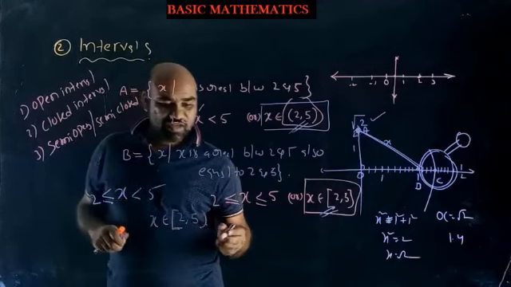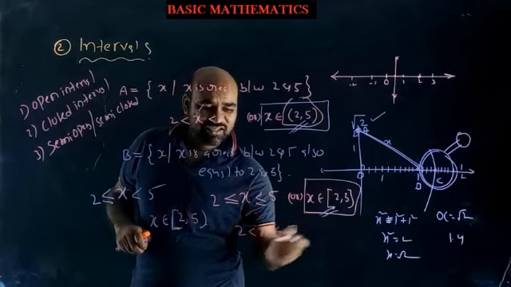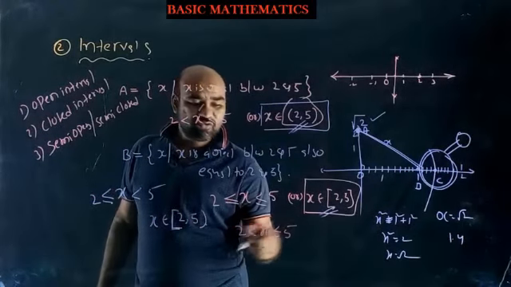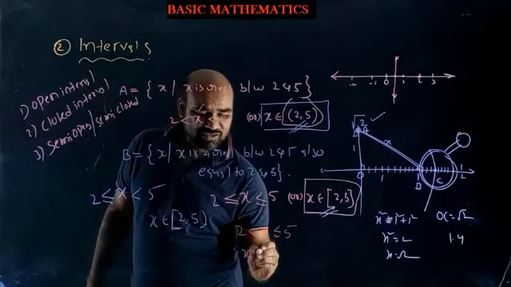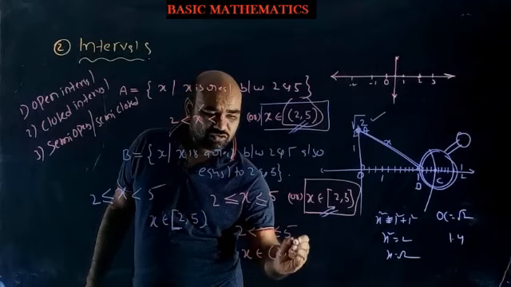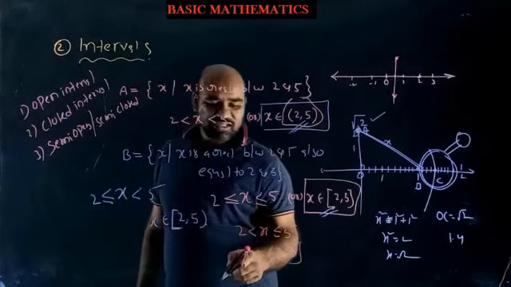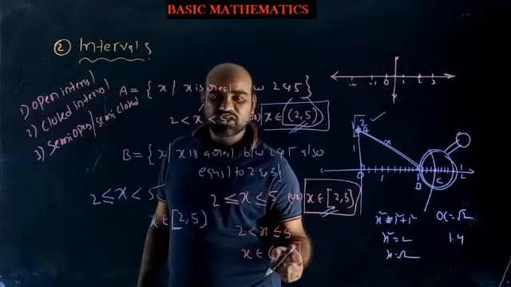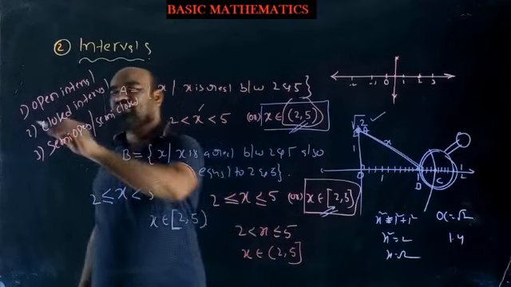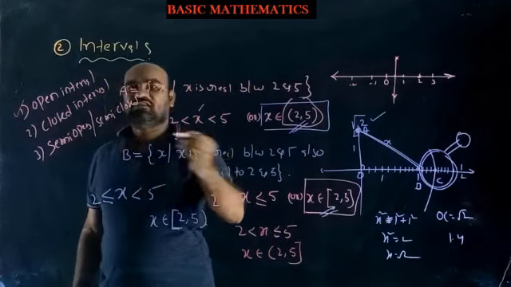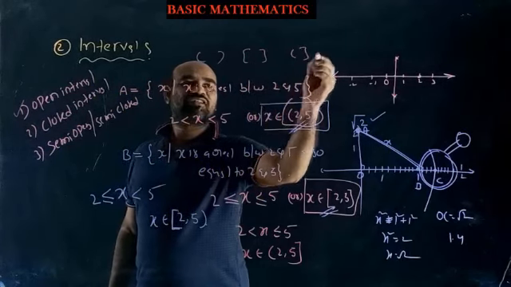Okay, so similarly, 2 less than x less than or equal to 5 means x is a real number that lies between 2 to 5, including 5 but not including 2. This can be written as x belongs to open 2 to closed 5. Open bracket 2 to closed bracket 5. We can read it as x belongs to open interval 2 to closed interval 5. So there are three types of intervals now: open interval, closed interval, semi-open.